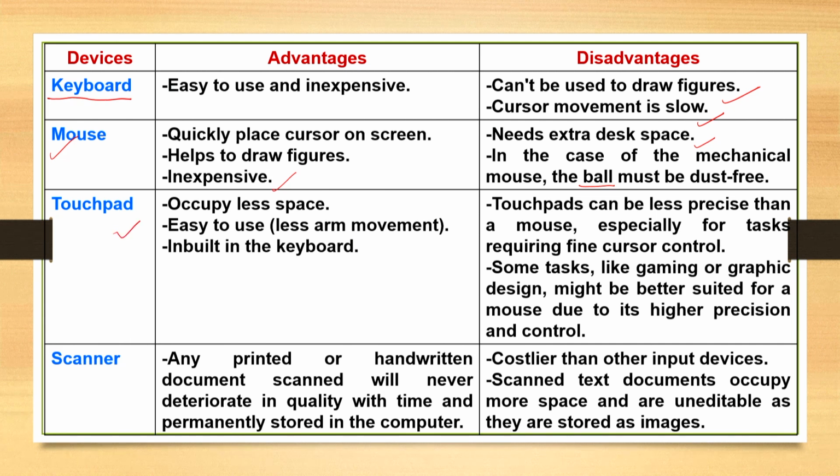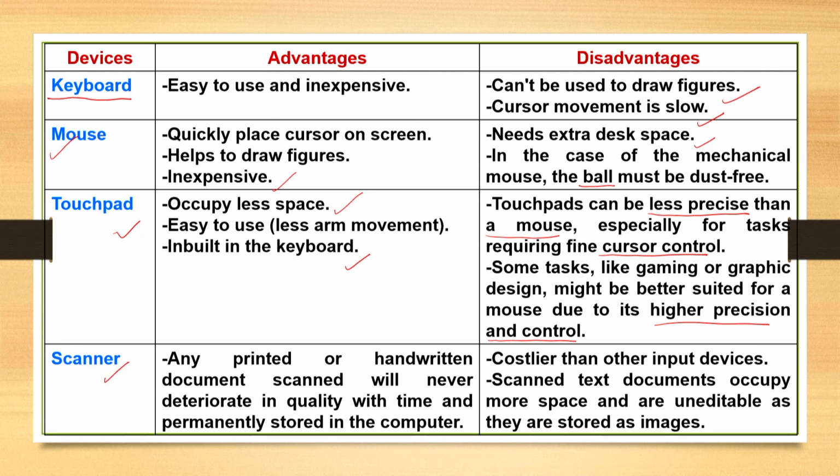Next is the touchpad. It occupies less space, it is inbuilt in the keyboard, and here the problem with the touchpad is what? It has less precision as compared to a mouse in the case of cursor control. Some tasks like gaming or graphic design might be better suited for a mouse due to its high precision and control, which is not there with the touchpad. You might have seen it in your laptop.